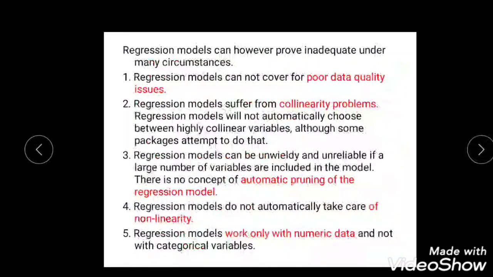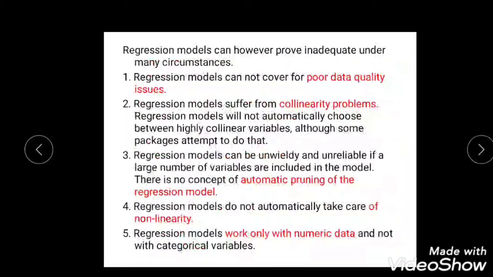So let us see the drawbacks. Regression models cannot cover poor data quality issues. If there are any data quality issues like inconsistency or noise, which you need to pre-process, that kind of data will not be suitable for this regression model. Second, regression models suffer from a co-linearity problem. It means a strong linear relationship among some independent variables, where this kind of regression model cannot work. If the independent variables are strongly correlated among themselves, then the predictive power and the regression coefficients will lose their power.